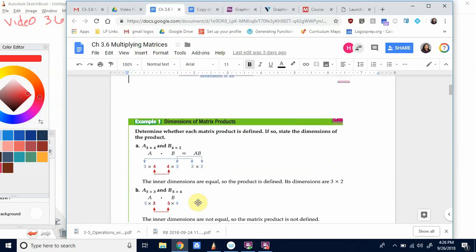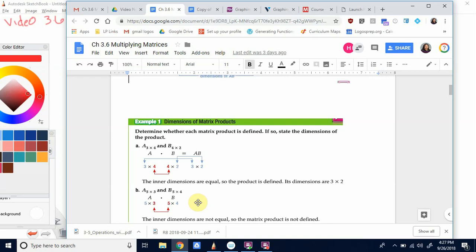It says determine whether each matrix product is defined. If so, state the dimensions of the product. You need to write this down again if you didn't write it in class. We talked about the word defined. This is what you need to write down for the video that I'll be checking. Defined just means, does it exist? Is it possible? Can I multiply A times B?